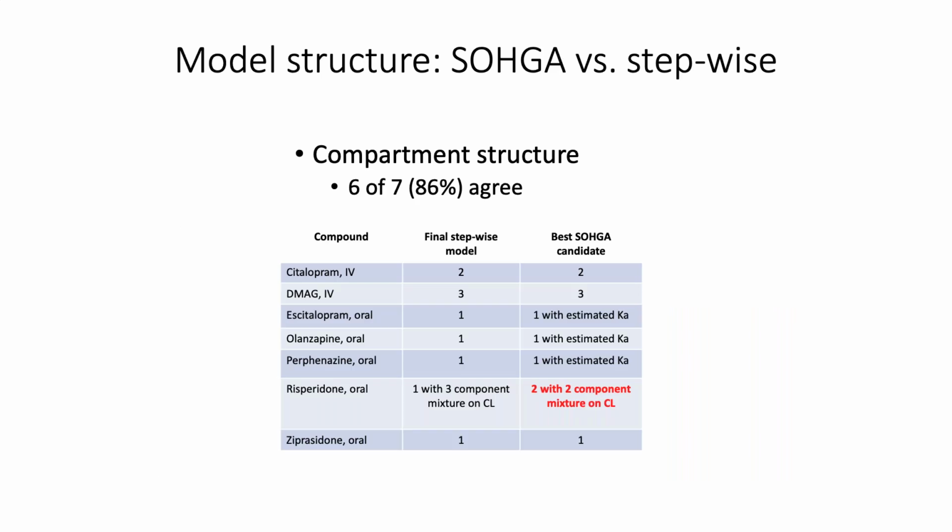In terms of the structural models that were selected, 6 out of the 7 were in agreement with the stepwise. And 1 was different. The oral risperidone model, instead of a 1-compartment model with a 3-component mixture on clearance, selected a 2-compartment model with a 2-component mixture on clearance.